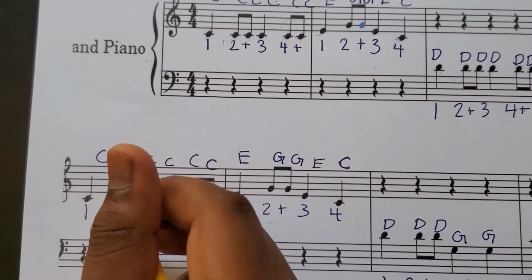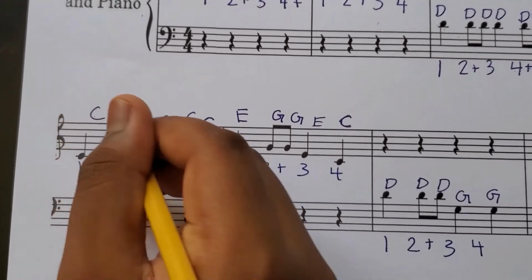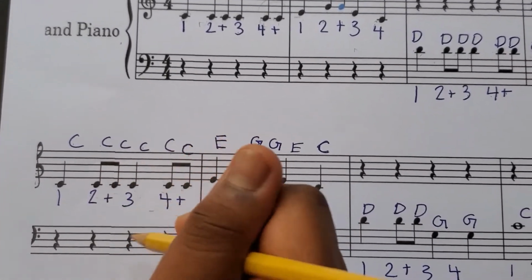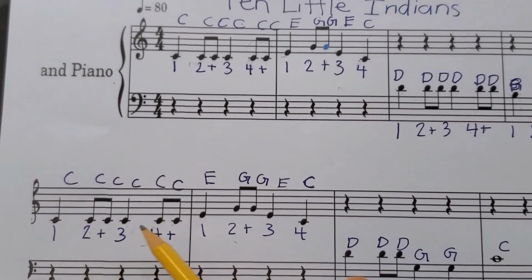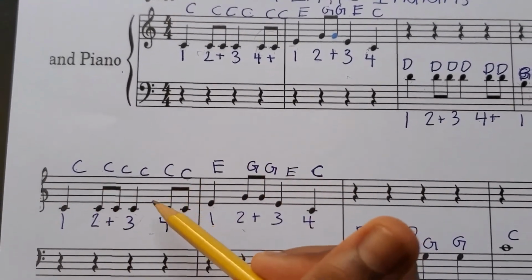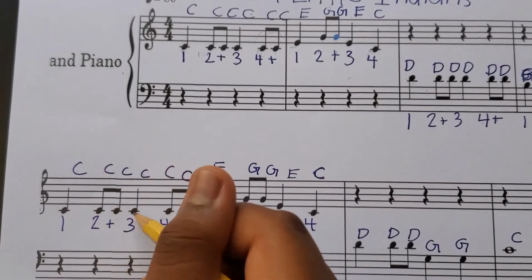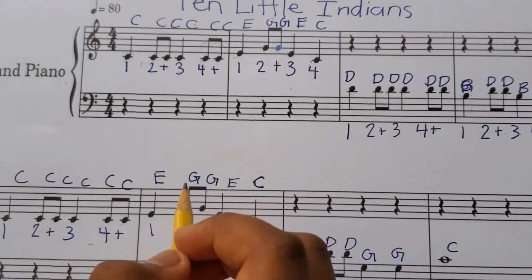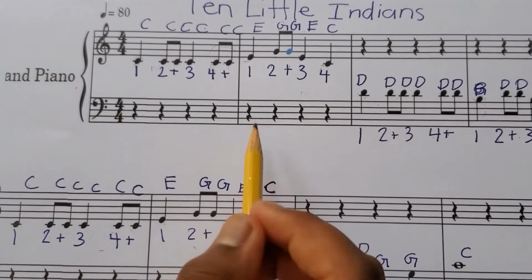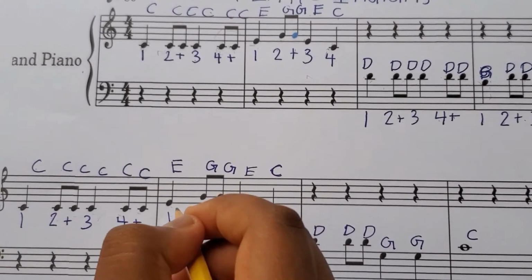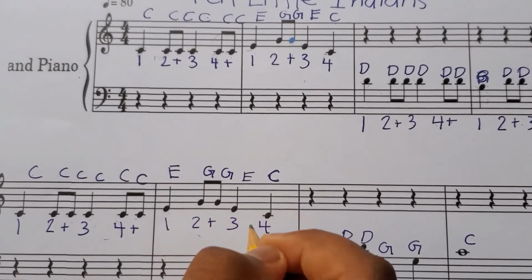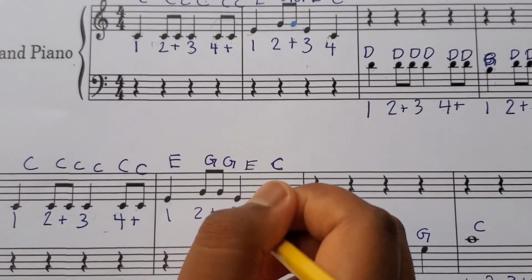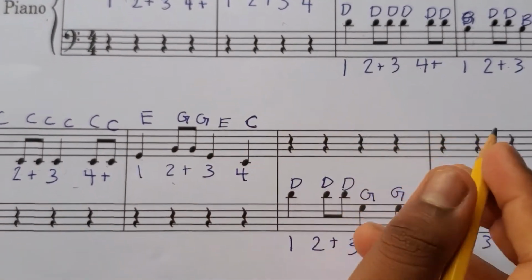The notes are going to be C, C, C, C, C, C, exactly the same thing as measure 1. It's the same rhythm and same notes. So it'll be played like ta, ta, ta, ta, ta, ta. And now for the sixth measure, we have E, G, G, E, C. It's the same thing as measure 2. The rhythm is 1, 2, and 3, 4. E is the chord note, and the two G's are the eighth notes. The E is the next chord note, and the C is the last chord note.